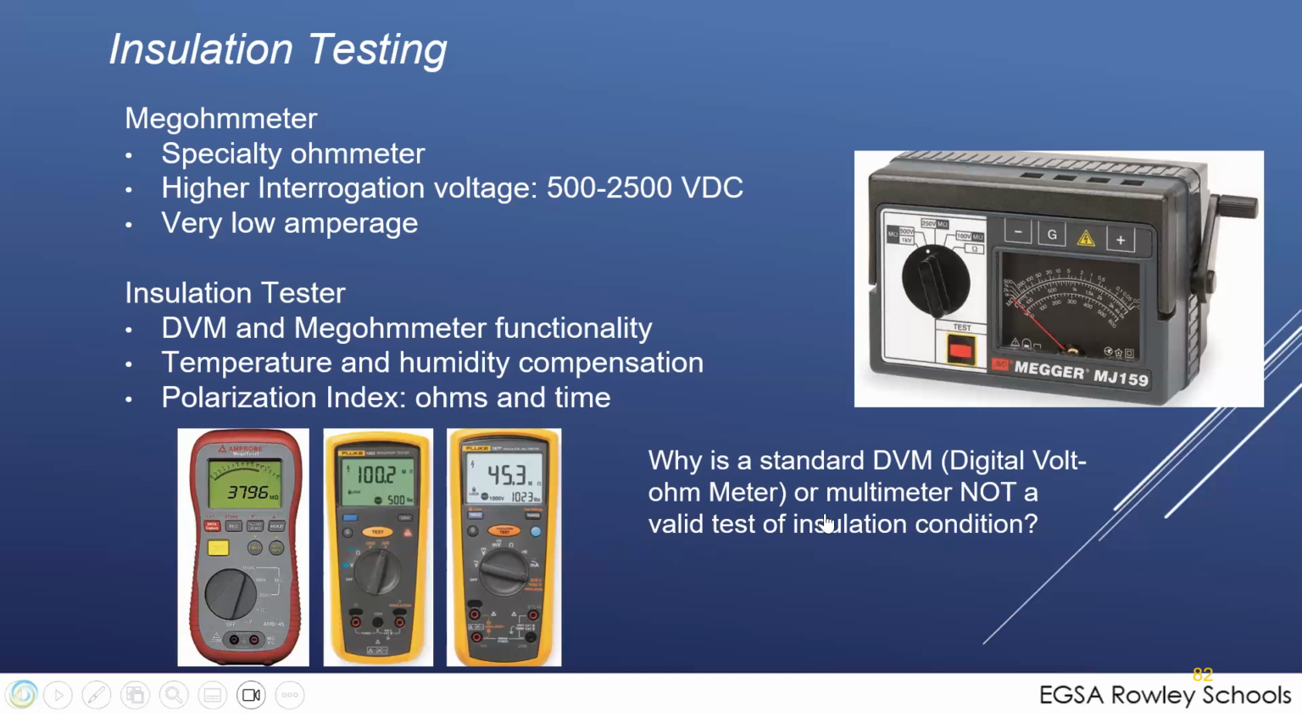So why is a standard digital voltmeter not a valid test of insulation condition? Because it's not stressing the insulation. You want to stress the insulation a little bit and see if it's going to hold up. And so a megohm meter allows you to do that. It's a DC voltage anywhere from 500 to 2,500 volts, hand cranked, or perhaps battery operated. These guys are battery operated megohm meters down here, but they still stress the insulation and read it for you. Okay?